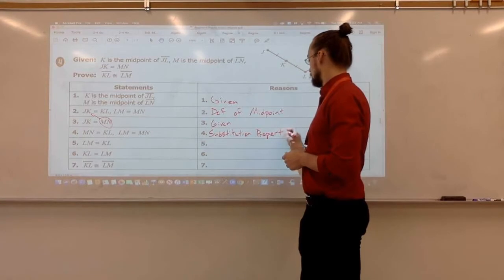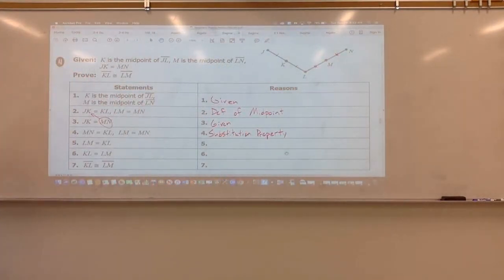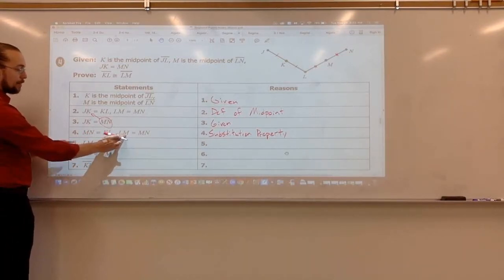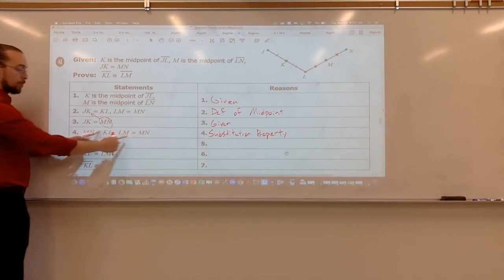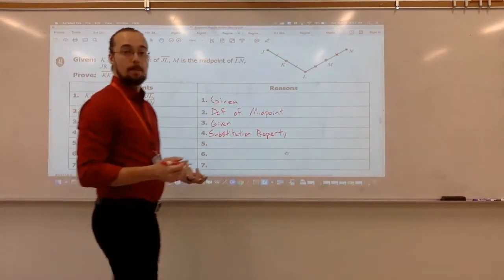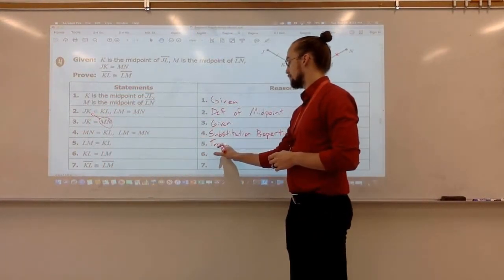Then how about to go from line 4 to line 5? We could use transitive again, right? Because we're saying both KL and LM are equal to MN. They're both equal to the same thing, therefore they're equal to each other. So yeah, you could also use substitution for this one.